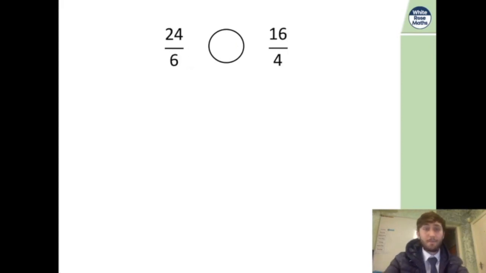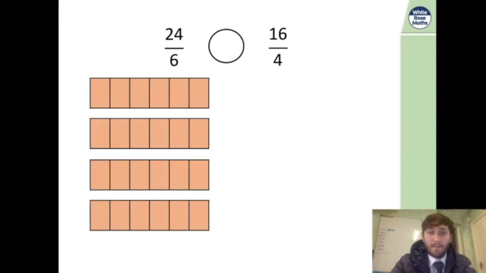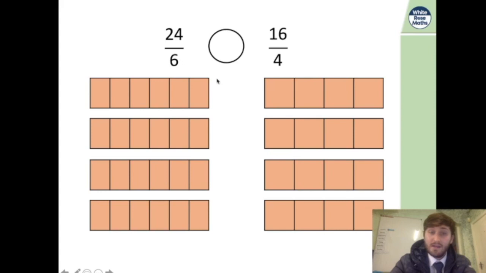Let's have a look at the next one. So 24/6, and I've got 16 quarters. Well, 6 goes into 24, well I know that it goes in 4 times. And then 4 goes into 16, well I know that 4 times 4 is 16, so it goes in 4 times again. So on both sides, I have got 4 wholes, so therefore it is equal to.